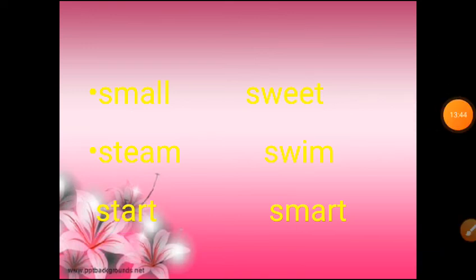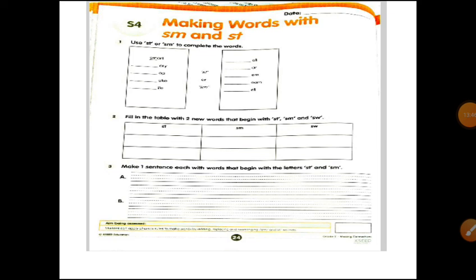Yes. Now you can see the worksheet here. So you have to use SM or ST blends to complete the words. And you can also write 2 new words for the ST, SM and SW blends. And for each blend you have to make one sentence. Okay. So do that. Hope you understood the lesson.